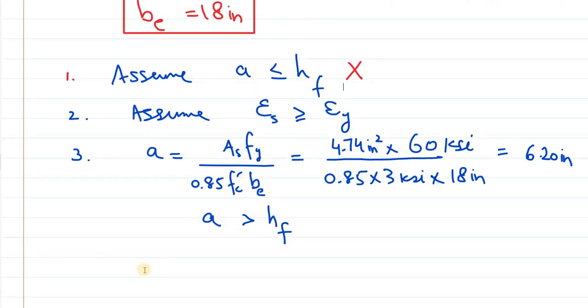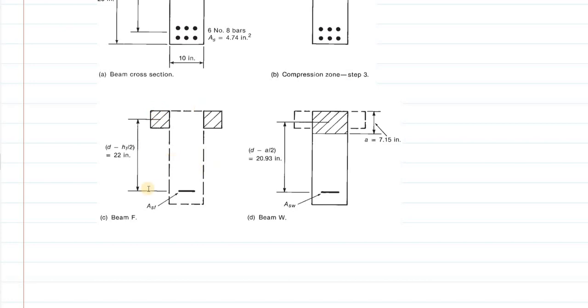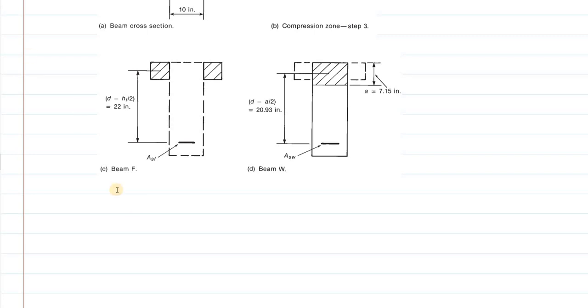So we need to divide the cross section into two parts, overhanging flanges and the web part. So we have divided the beam into two parts. One is called beam F and the other is called beam W. F because we are considering only overhanging flanges in this case, and this we have called beam W because we are considering only the web in this case. So let's proceed with the calculations.